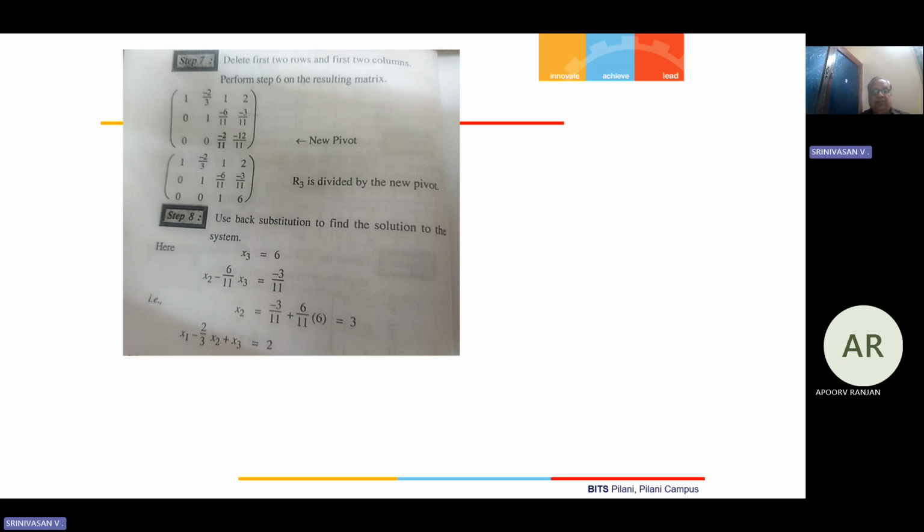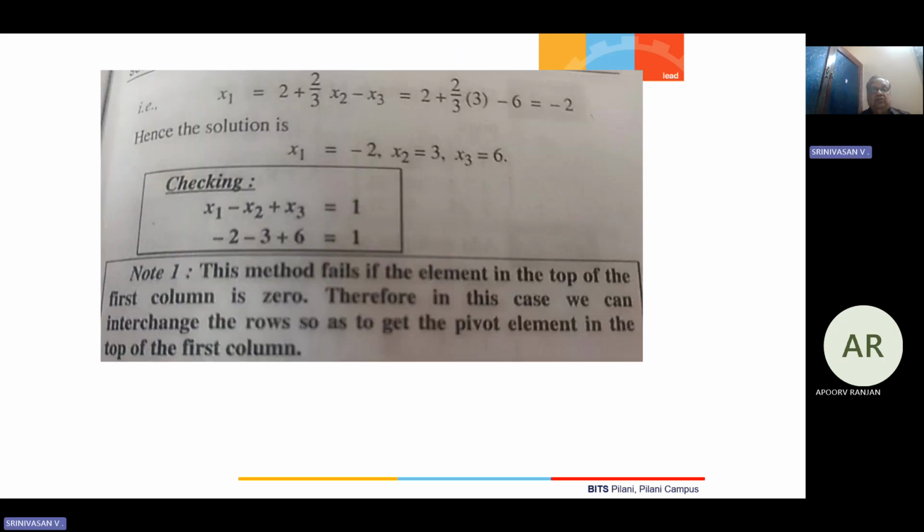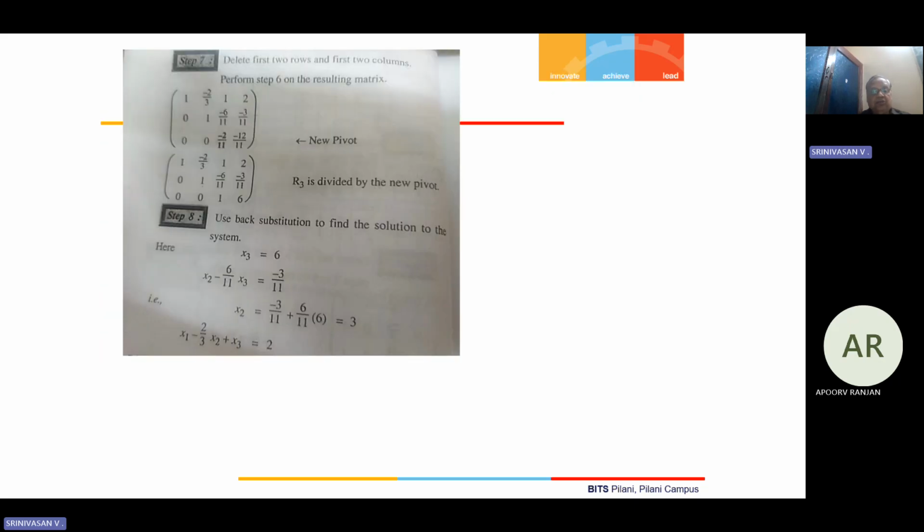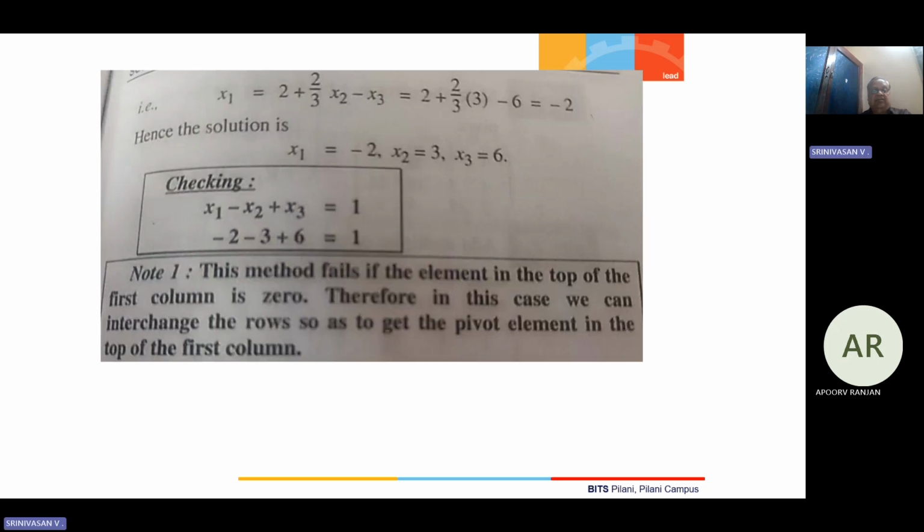This you can of course check with any one of the equations by putting in the left hand side and ensuring that it is equal to the right hand side. That's what is given. So the solution is X1 equal to minus 2. Sorry, X1 equal to minus 2, X2 equal to 3, X3 equal to 6. So check it. It's there.